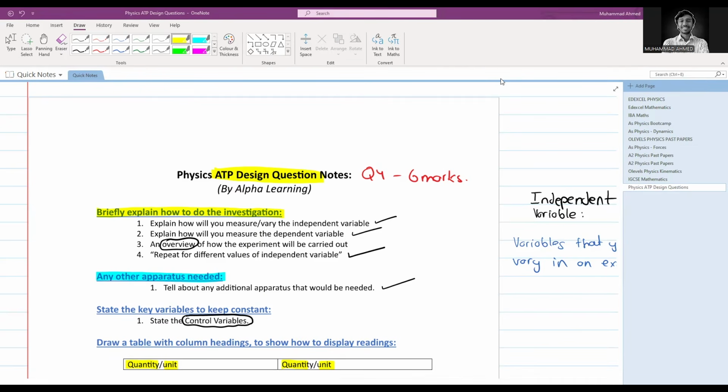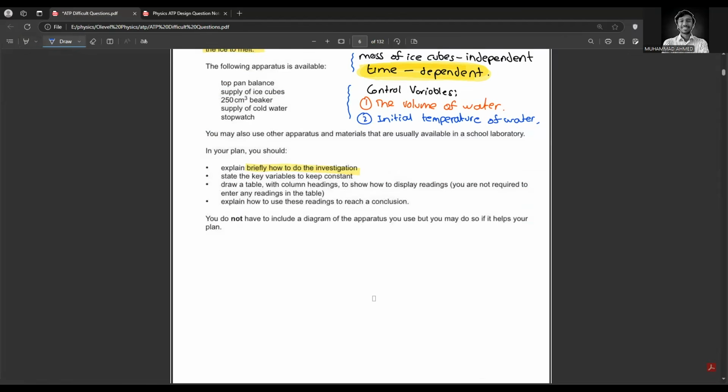Let's write it down. You will say, measure the mass of ice cube using a top pan balance. Simple. Then what will be your next step?